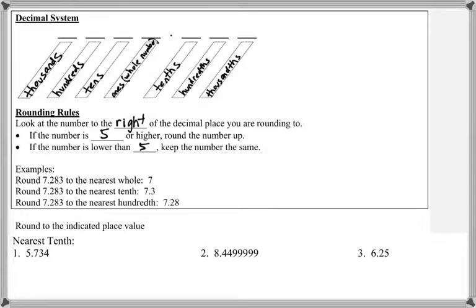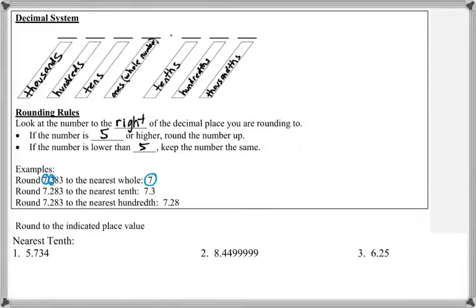So let's take a look at this example here. We have 7.283, and they could ask you to round this to a couple different things. They could ask you to round it to the nearest whole, or to the tenth, or to the hundredth. And you could get different answers, and probably will get different answers, depending on what they're asking you to round to. So first of all, let's round it to the nearest whole. So I want to look one place to the right. So I want to look at the tenths. So this 2 tells me to leave this 7 alone, and that's how I get 7.